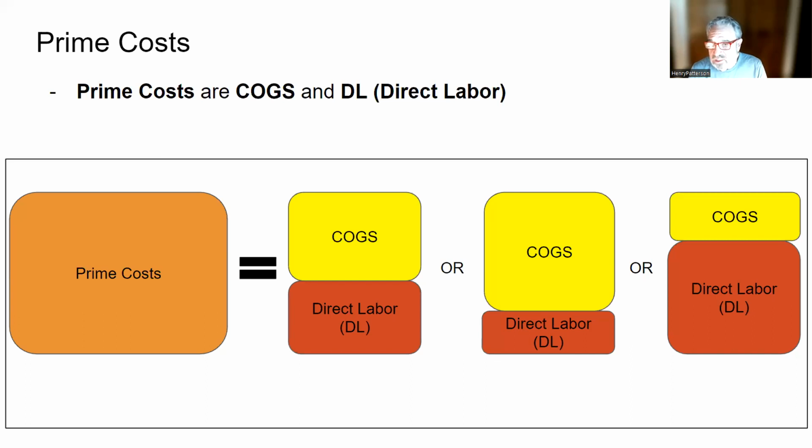COGS and DL, cost of goods sold and direct labor, we're going to tell you right now as a fundamental benchmark that you want those to consume no more than 60% of your revenue. And depending on what your business strategy is, the COGS may be greater and the direct labor lower, or vice versa.